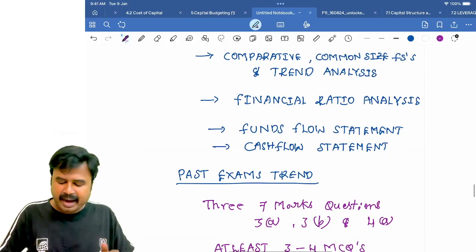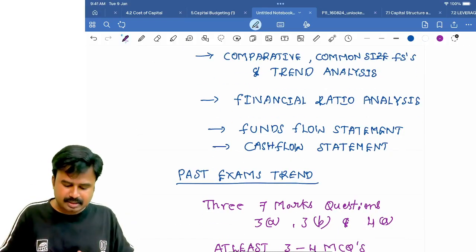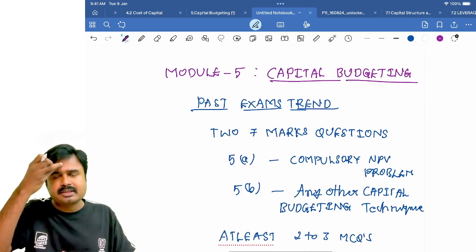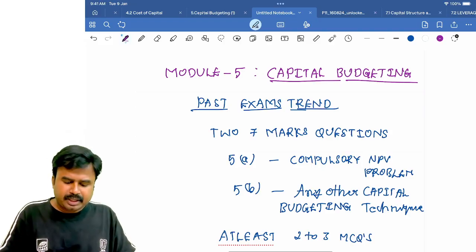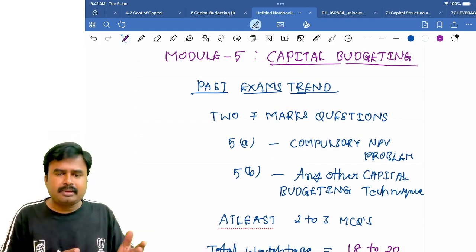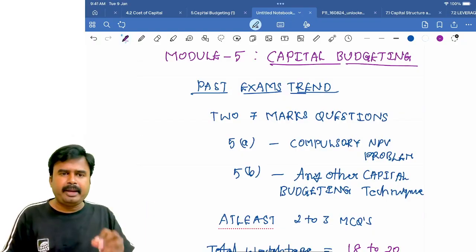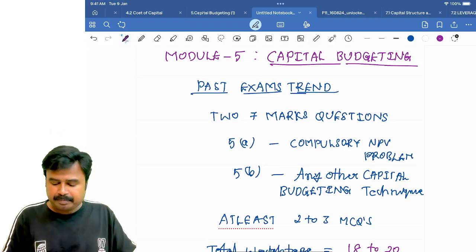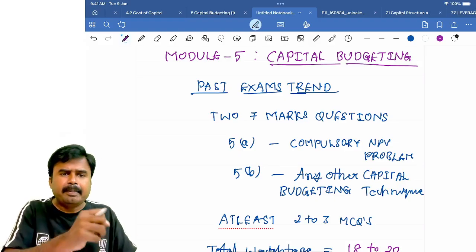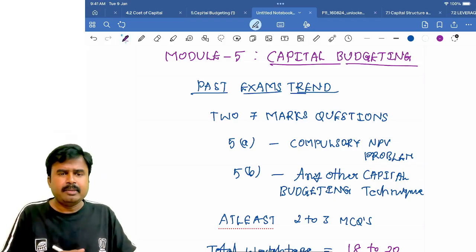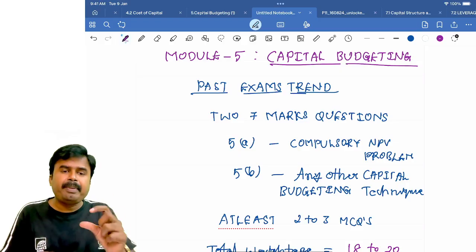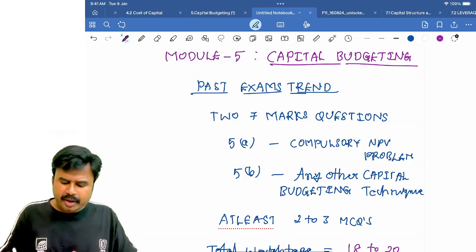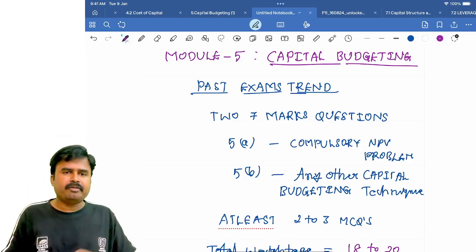Okay. By this, we are going to get how many marks? 25 marks. Now go for module 5. This module 5 is nothing but the capital budgeting chapter. You know, my dear students, the past examination trend is showing that 5A and 5B questions are always related to capital budgeting. And in 5A, they definitely ask you to calculate NPV. Most of the examination papers show an NPV calculation, or else they ask you the IRR technique. So NPV, compulsory NPV problem, in 5A.